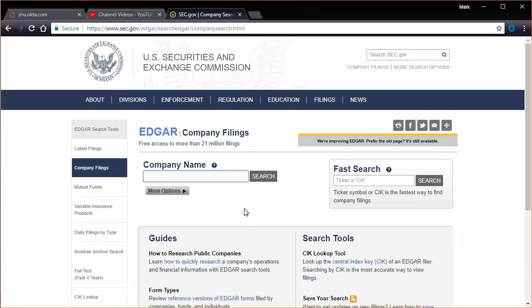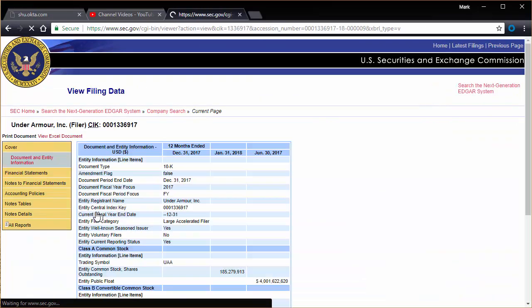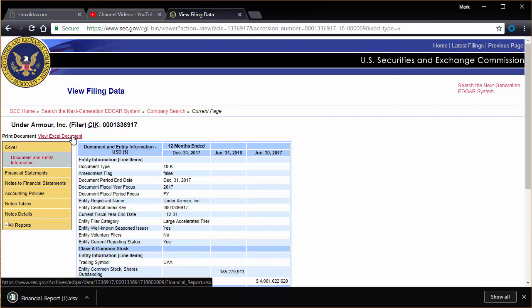And the company filings, sec.gov, Edgar Company Filings, enter the name of the company. You can see that I've done it already. And I enter filing type 10K. And then I click on Interactive Data. And you can see here, View Excel Document. And then Edgar will let you just download the financial statement.